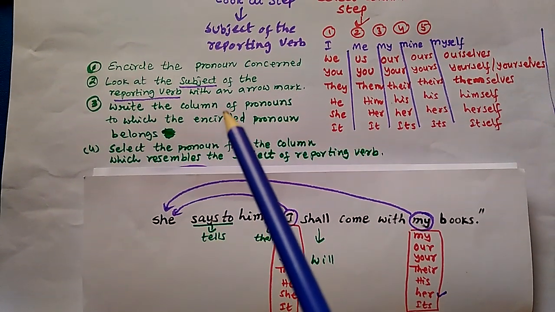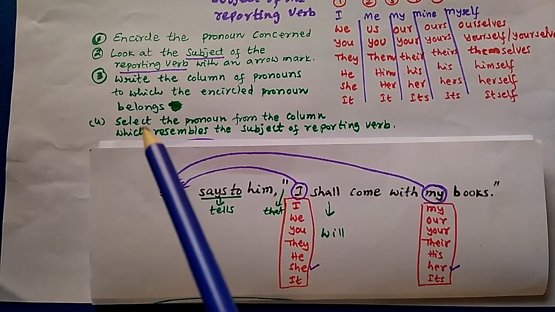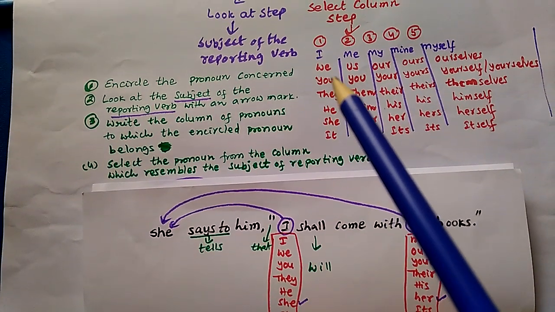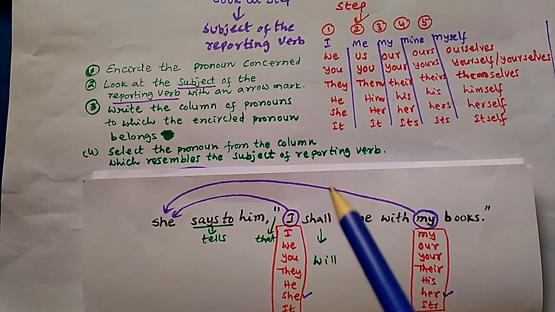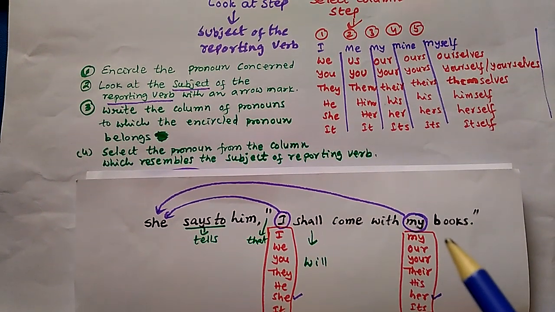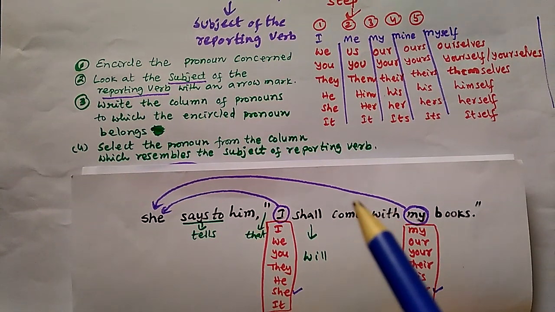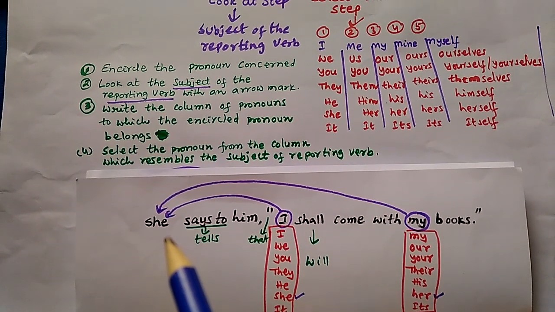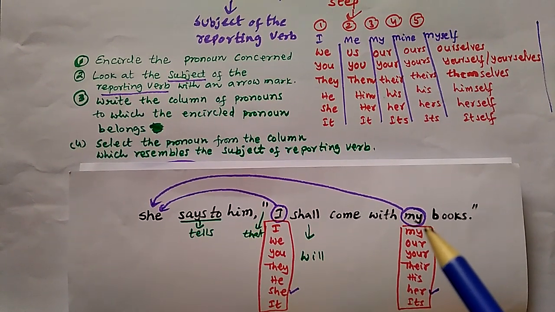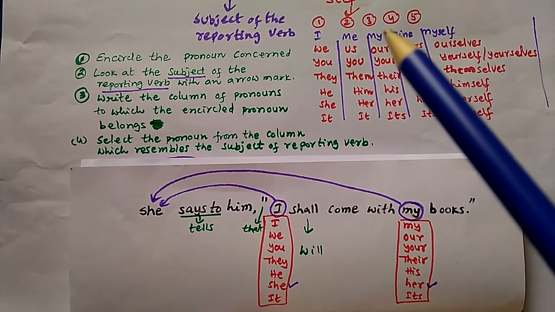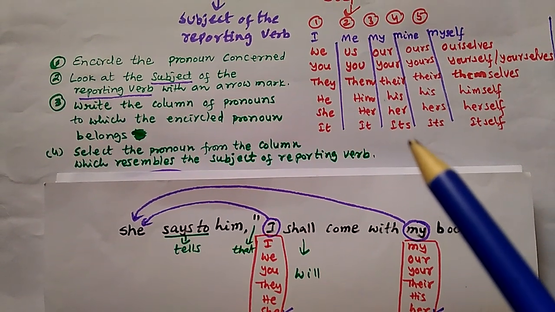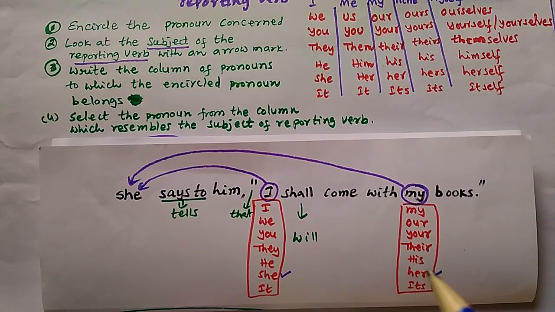And third one, write the column of the pronouns to which the encircled pronoun belongs. Here, the encircled pronoun I belongs to column number 1. So this column is to be written here. So we have written I, we, you, they, he, she, it here. And next one, my is encircled and it looked at the subject with an arrow mark. And then this encircled pronoun my belongs to the third column, that is my, our, your, their, his, her, its, and this column is to be written here.